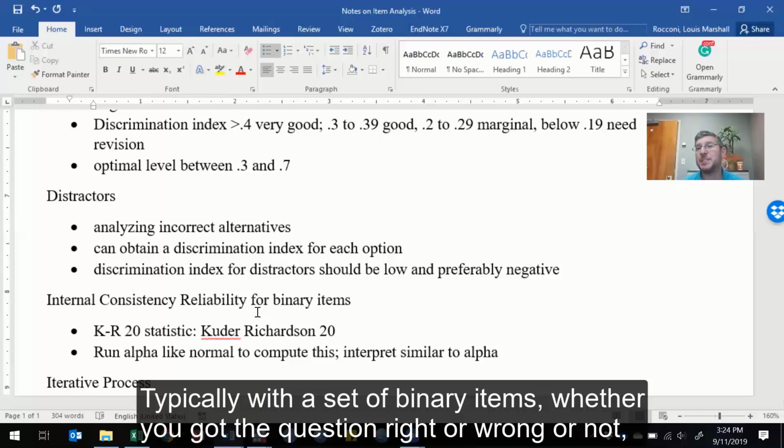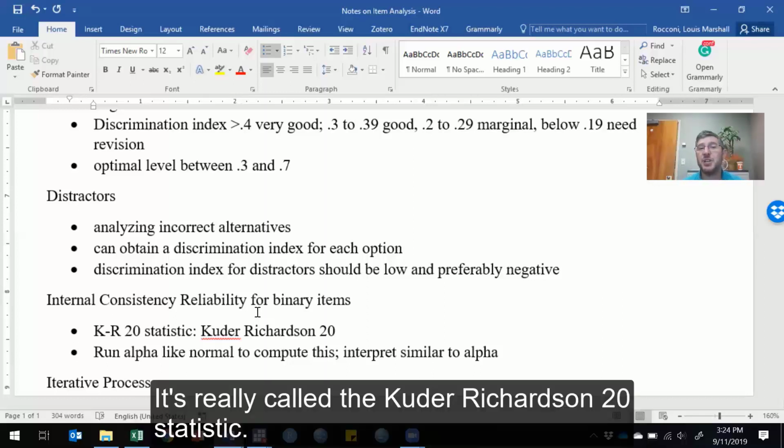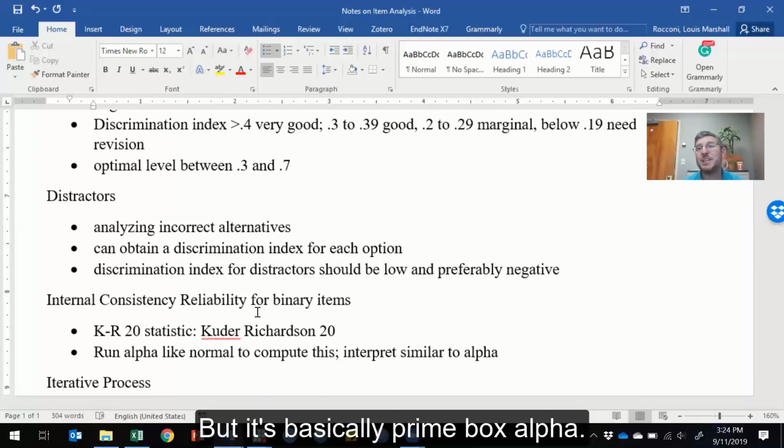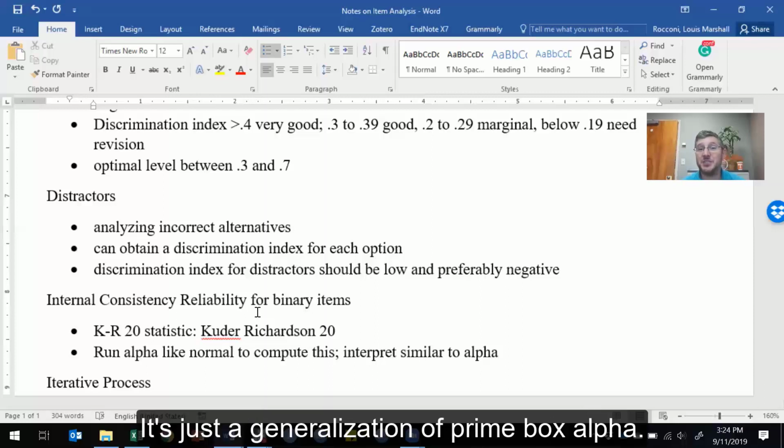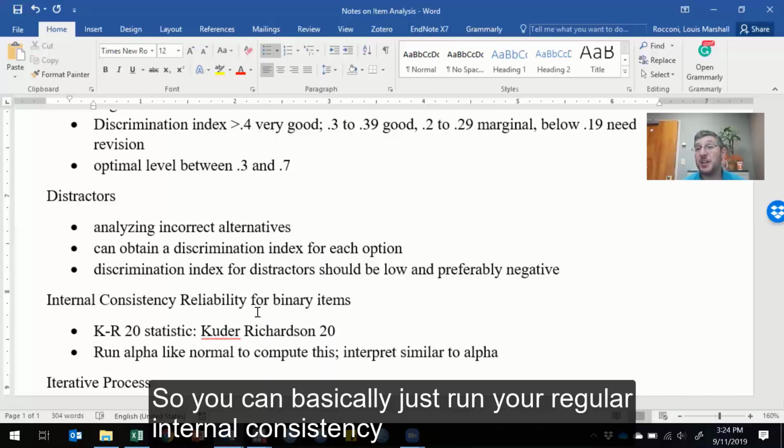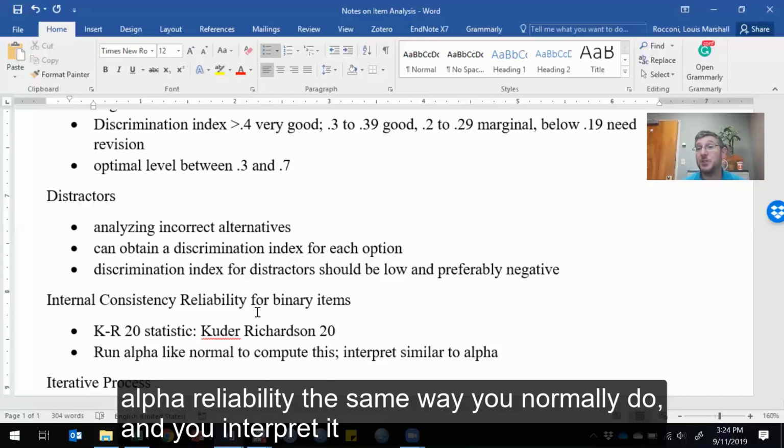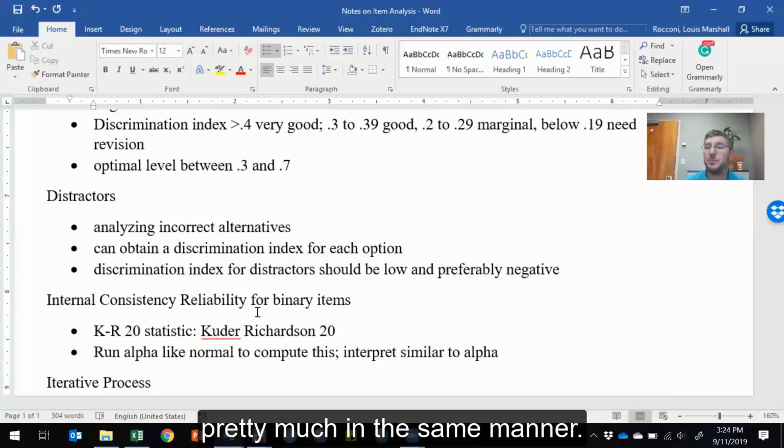Typically with a set of binary items, whether you got the question right or wrong, it's called the Kuder-Richardson 20 statistic, but it's basically Cronbach's alpha. It's just a generalization of Cronbach's alpha. So you can basically run your regular internal consistency alpha reliability the same way you normally do, and you interpret it pretty much in the same manner.